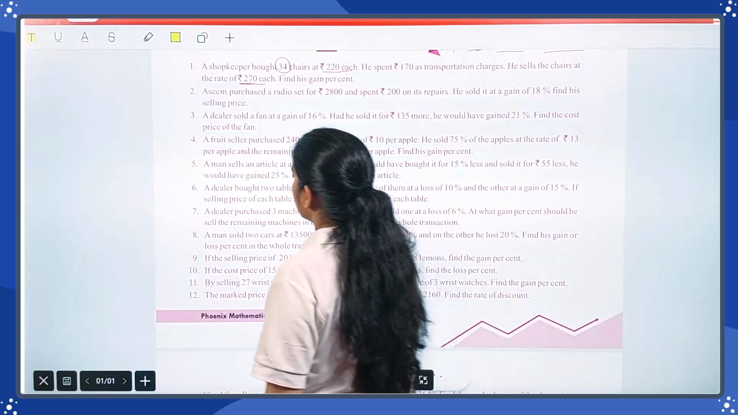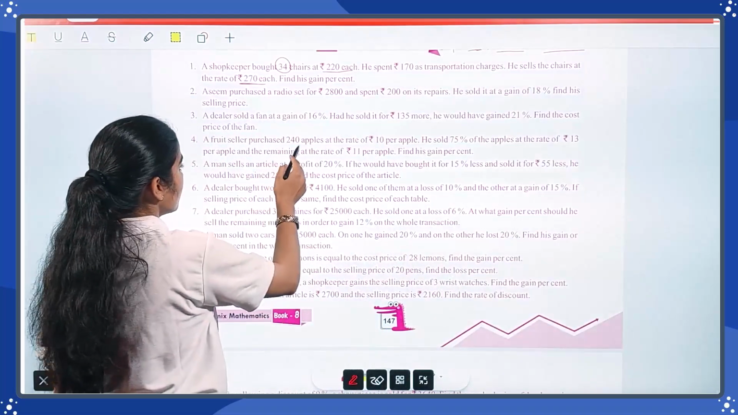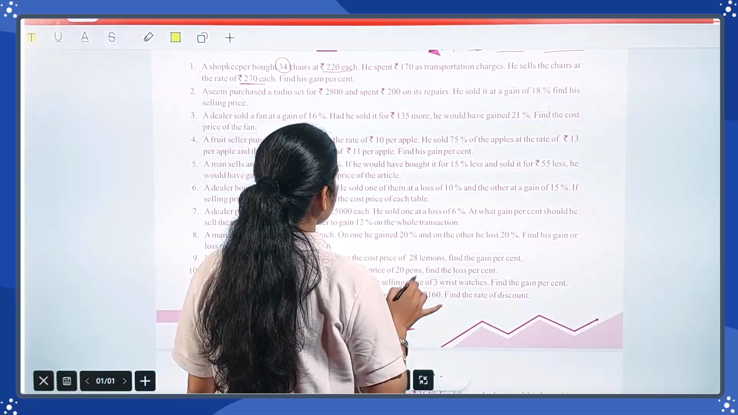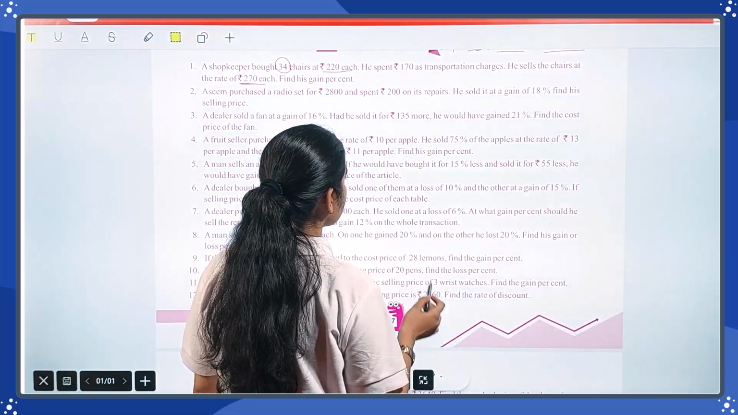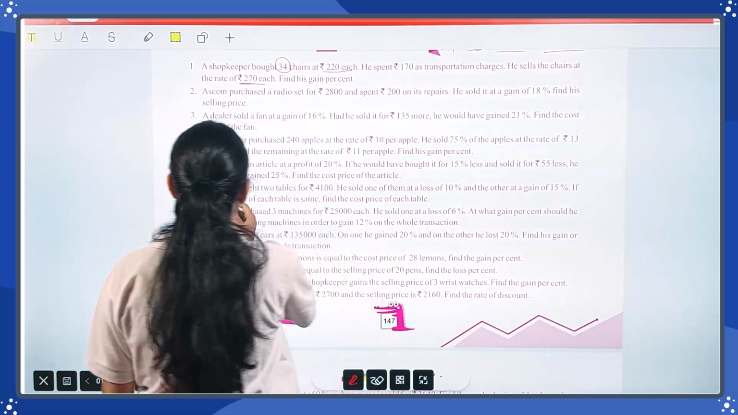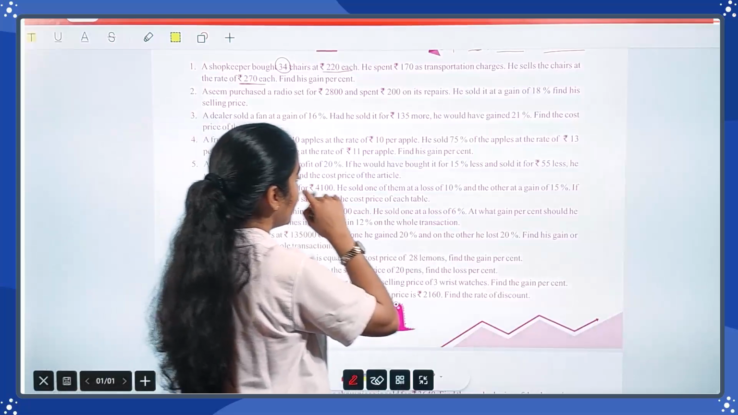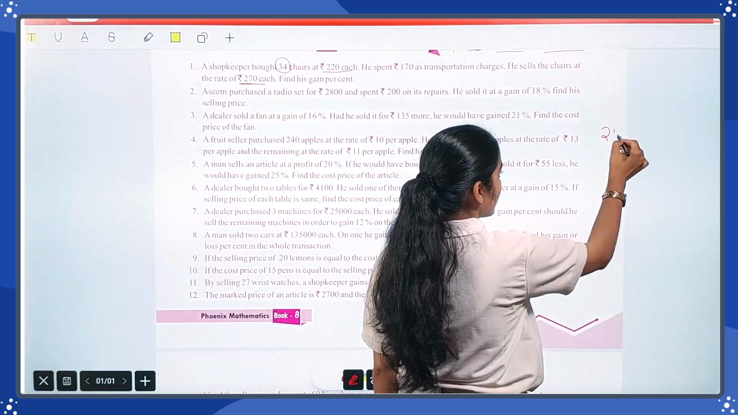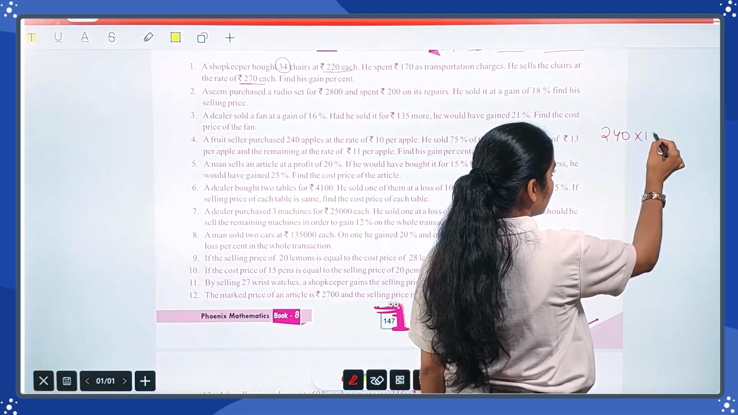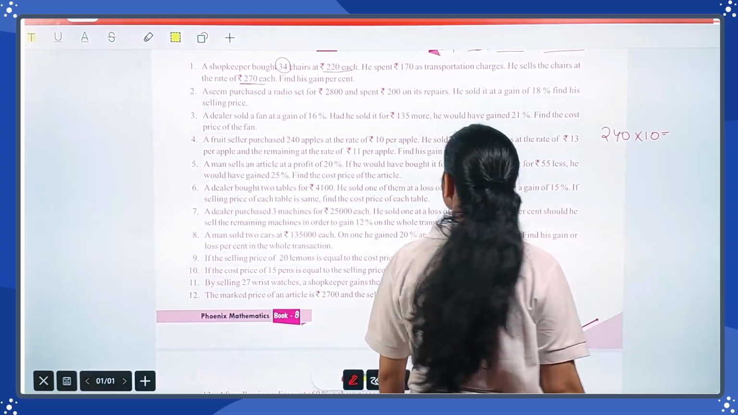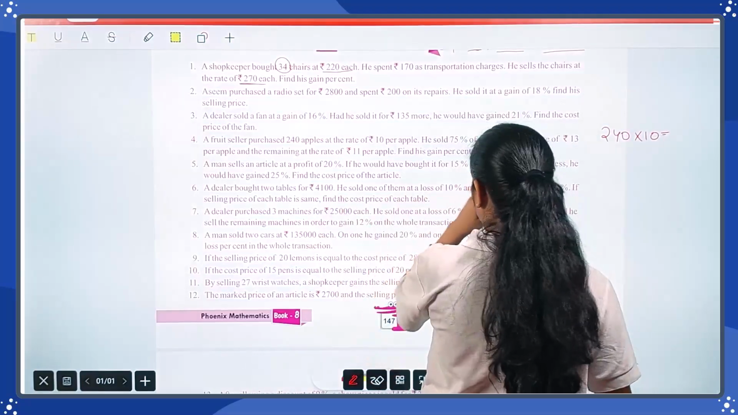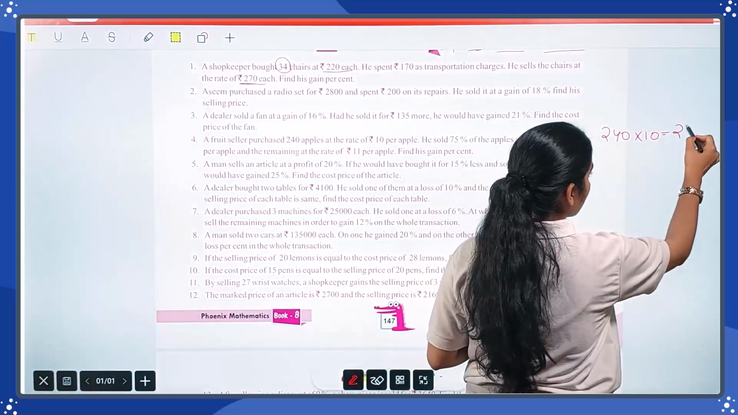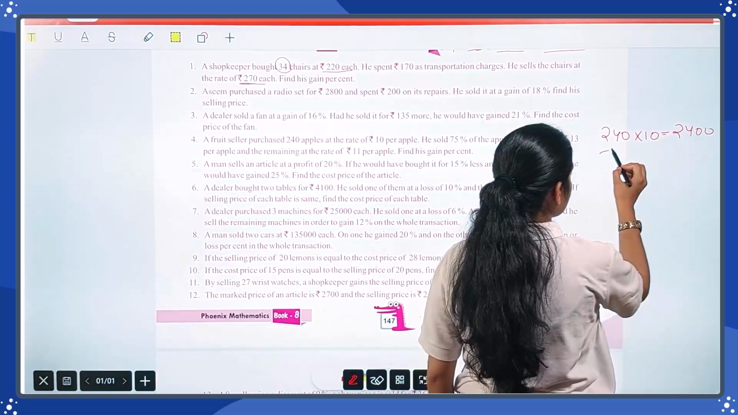So now students, we have a question. A fruit seller purchased 240 apples at the rate of 10 per apple. He sold 75% of the apples at the rate of 13 per apple and the remaining at the rate of 11 per apple. Find his gain percent. So 240 multiplied by 10, because we purchase one apple at the rate of 10. So it means 2400 is our total amount.